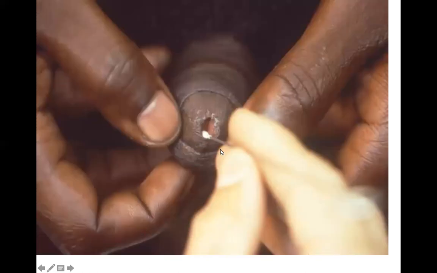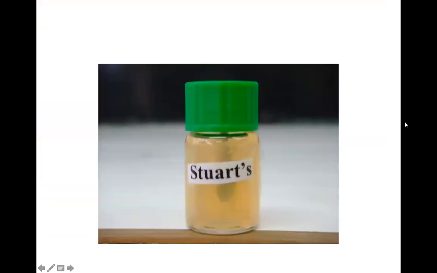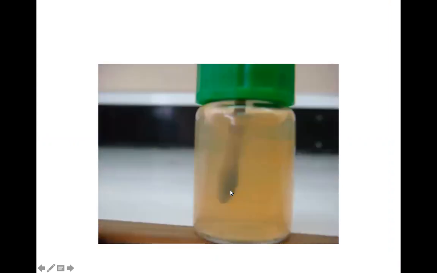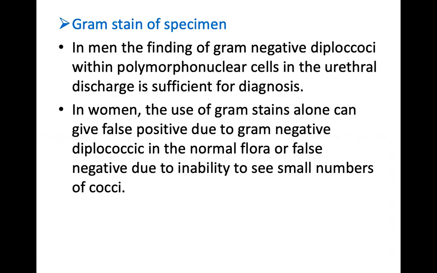So you need to use a urethral swab that is specific for getting that specimen. It's not any other swab, okay? Because the urethral swab is small and appropriate for picking a urethral specimen. Other swabs may be a bit painful or uncomfortable. So that's the Stuart's transport media where you'd introduce your specimen to transport to the laboratory.